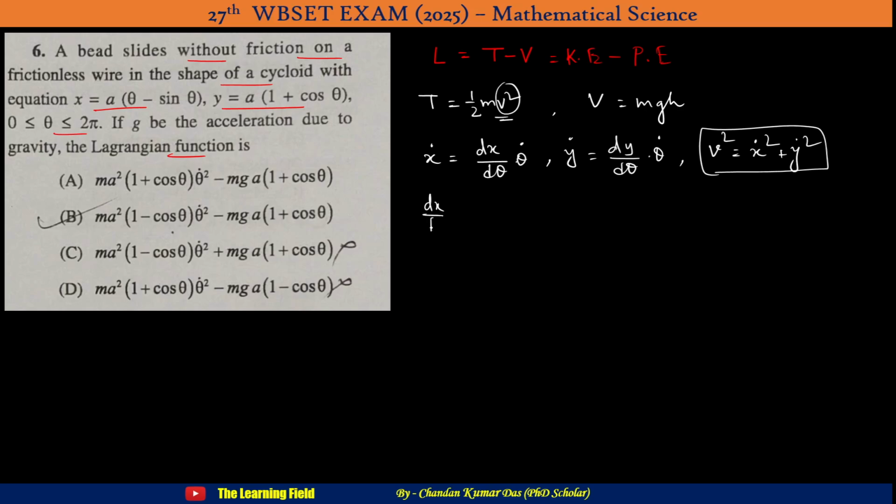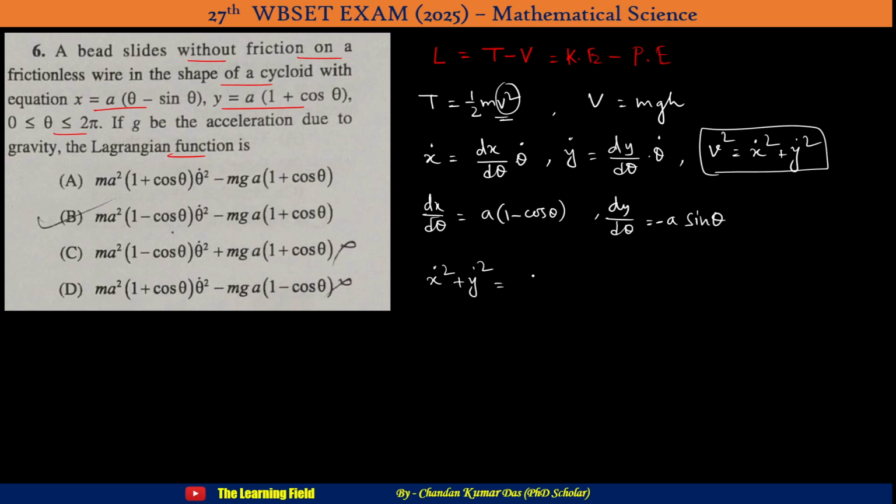So dx d theta from the given equation is a into 1 minus cos theta, and dy d theta is a sin theta, right? So now x dot square plus y dot square.